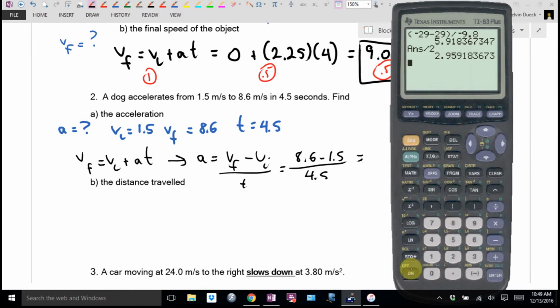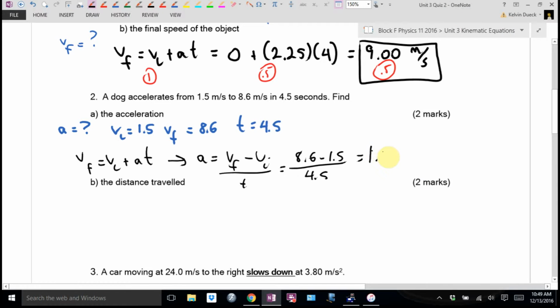Is there more than one thing on the top? Yeah, brackets. 8.6 minus 1.5 divided by 4.5. You get 1.777, I guess 1.57 repeating, 1.58, yeah, 1.6 if I go to 3 sig figs. So I'm going to write 1.58, and then I'll write 1.6, and it's meters per second squared.